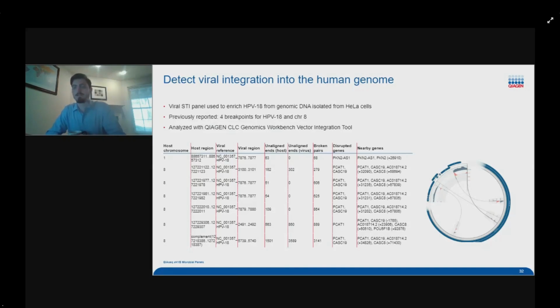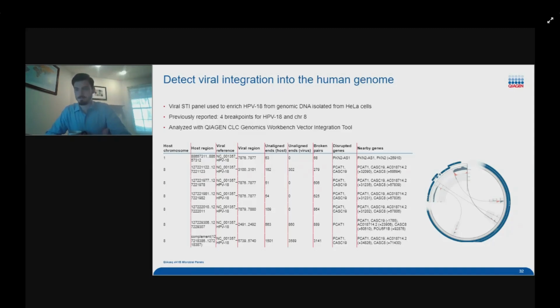And actually, for any virus that does integrate into the human genome, you can use this tool as well. But with the vector integration tool, we can determine where in the human genome a virus has integrated and what genes have been disrupted. So on this slide, we're demonstrating that we can detect, using our viral STI panel, that HPV-18 has integrated into a handful of different sites in HeLa cells.